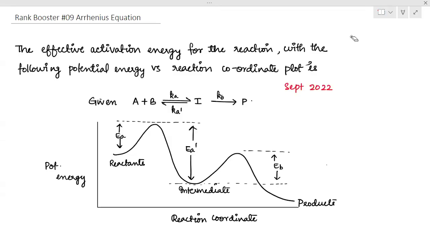Hello, everybody. So we have another question from Arrhenius equations as well, which was asked in the year 2022. So let's start. It's a very good question. So the question goes like this.